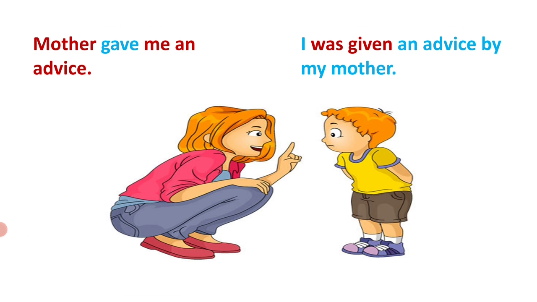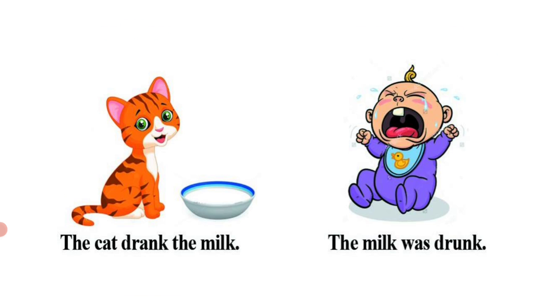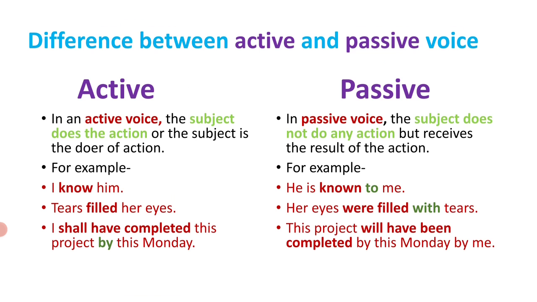And mother gave me an advice. This sentence is also written in active voice. Why? Because the subject was active. She was doing the action of giving an advice. And all these next sentences, here also: I was given an advice. The thief was beaten. The milk was drunk. All these three sentences are written in passive because the subject is doing nothing but receiving the result of action.